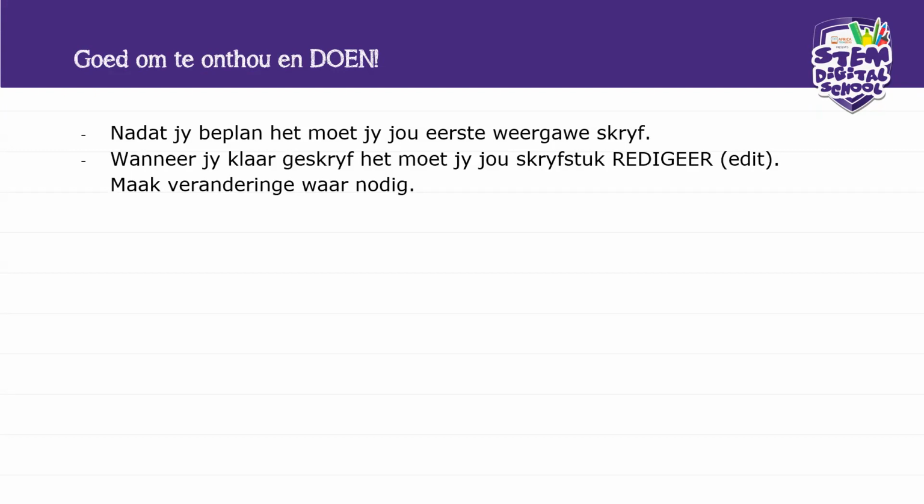So now you've written your first draft. Dan gaan jy jou skryfstuk redigeer, in other words, edit. Then you are going to edit your text. Now, editing means jy gaan veranderinge maak waar nodig is. So jy gaan kyk in jou skryfstuk. Wil ek 'n naam verander? Wil ek 'n event verander? Wat sal ek wil verander? Wat wil ek beter maak? So in other words, editing, you're going to change stuff here and there if you feel it is necessary. Maybe you see a sentence construction which is not correct, or you want to change the character's name, or you want to change certain events in the story. That is when you edit.